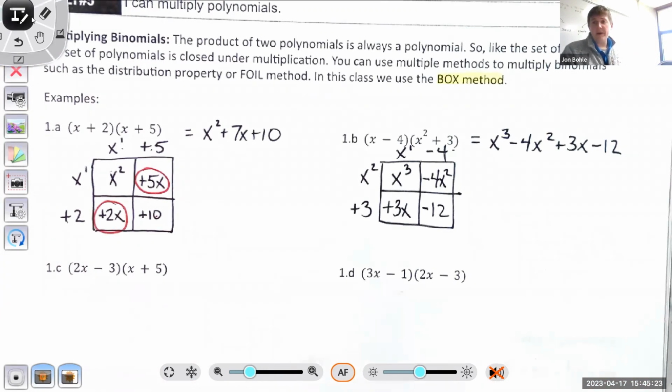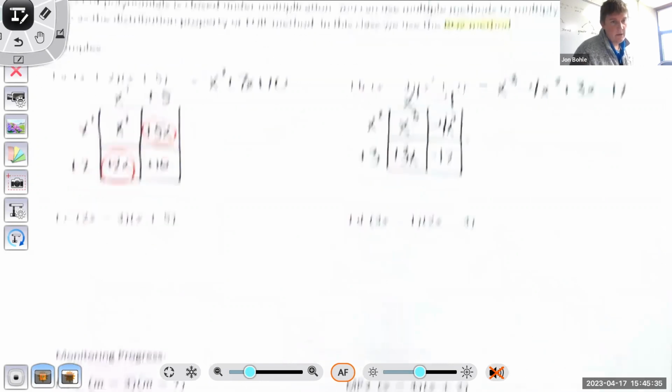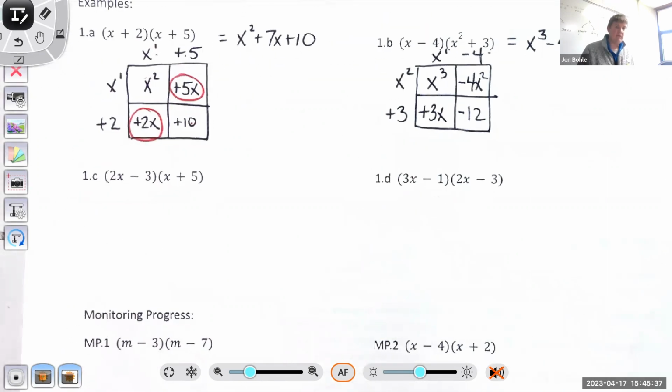And that's at the core of the box method of multiplication. Technically, if you use the distribution method or the FOIL method, it's all the same. So again, we're okay with you using whatever method. This is just the method that we will teach here. Okay, so now I have 1C.